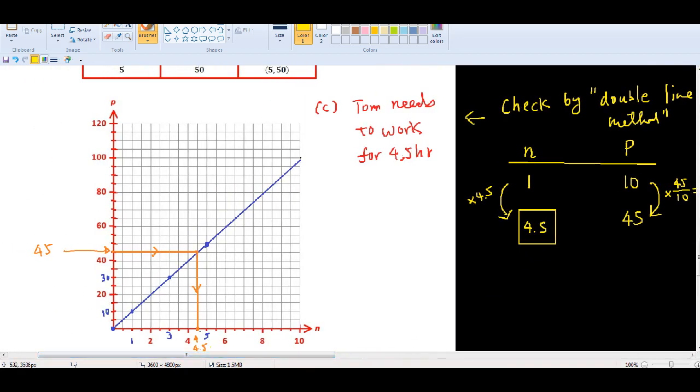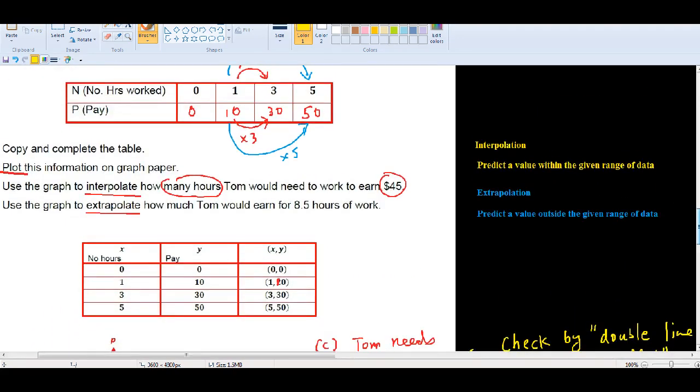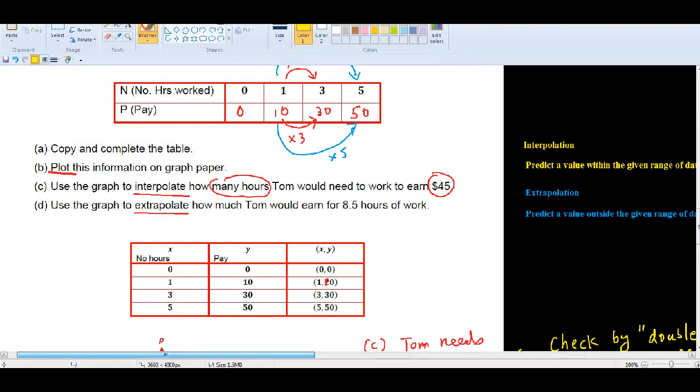Does it agree with the one we found by the graph? Yes, they are the same. So the check is complete. It agrees with the double line method. So that's what we call interpolation. Okay, let's see the extrapolation.